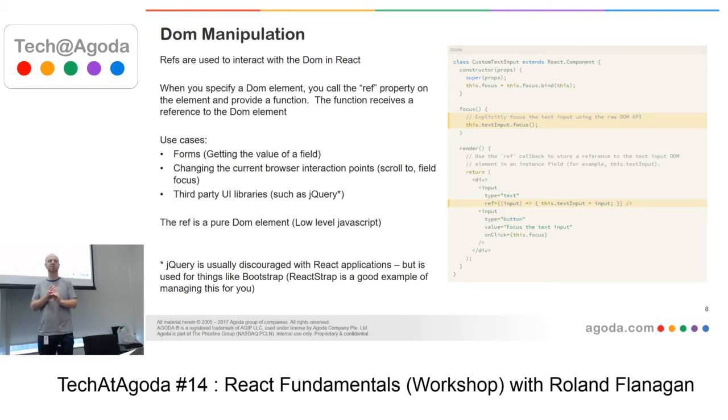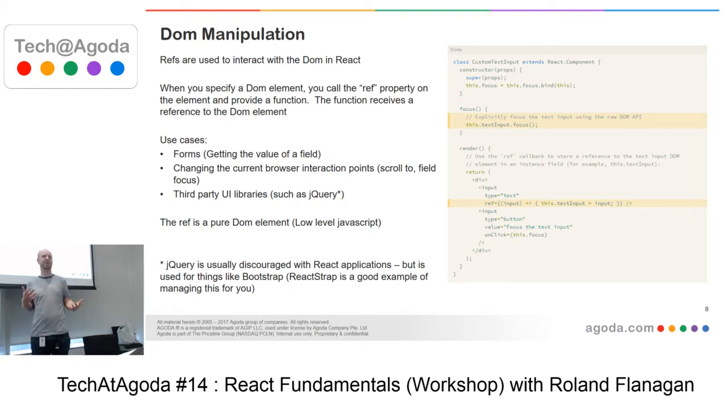modifying the browser view scope. So if we want to scroll the browser up and down, or scroll to a particular element, we definitely want to have the references. And I know it's horrible to say this, but third-party UI libraries like jQuery require our ability to do this, to interact correctly. It's just pure low-level JavaScript at the end of the day.